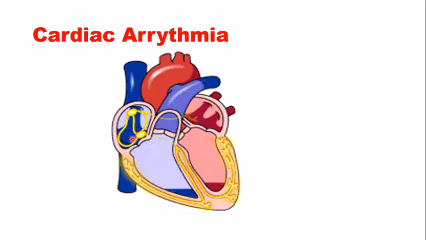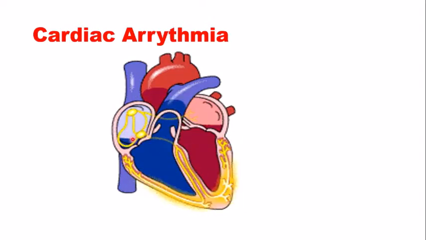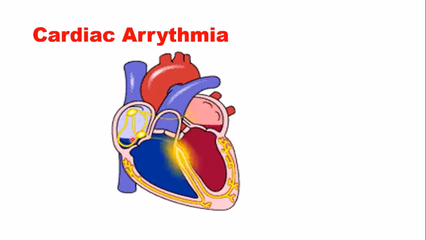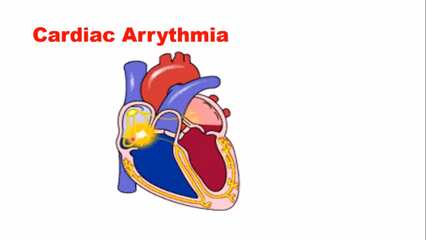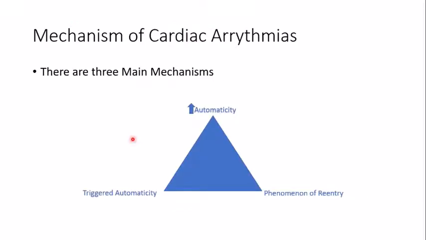So we must know what the normal cardiac rhythms are. We already discussed the normal cardiac rhythms in our previous videos. Here we will discuss the mechanisms of the cardiac arrhythmias. There are three main mechanisms of the cardiac arrhythmias. Number one is automaticity, number two is triggered automaticity, and number three is the phenomenon of re-entry.